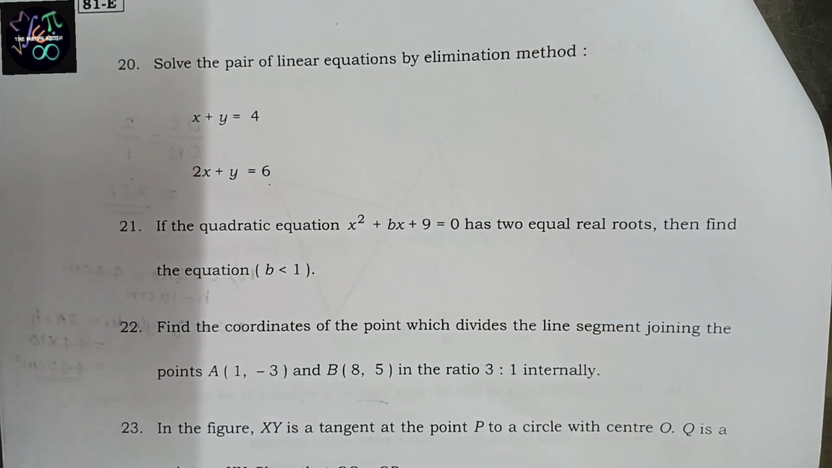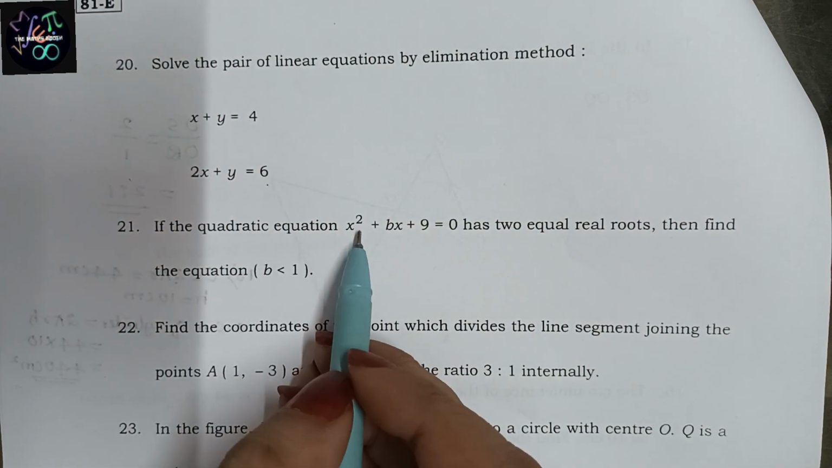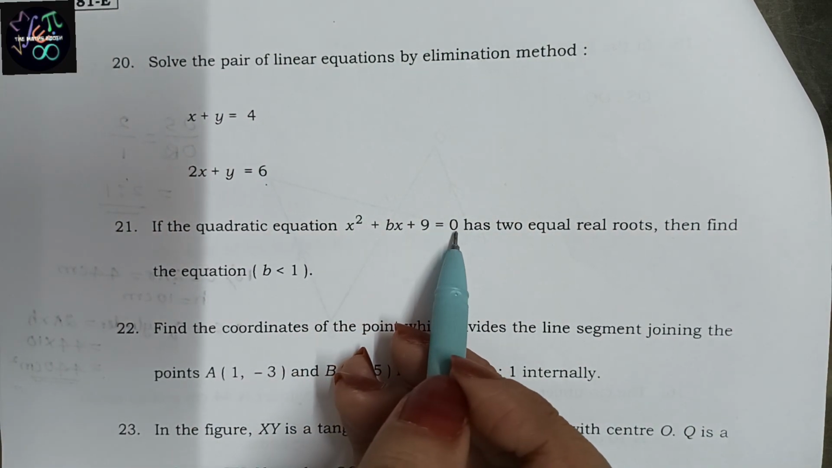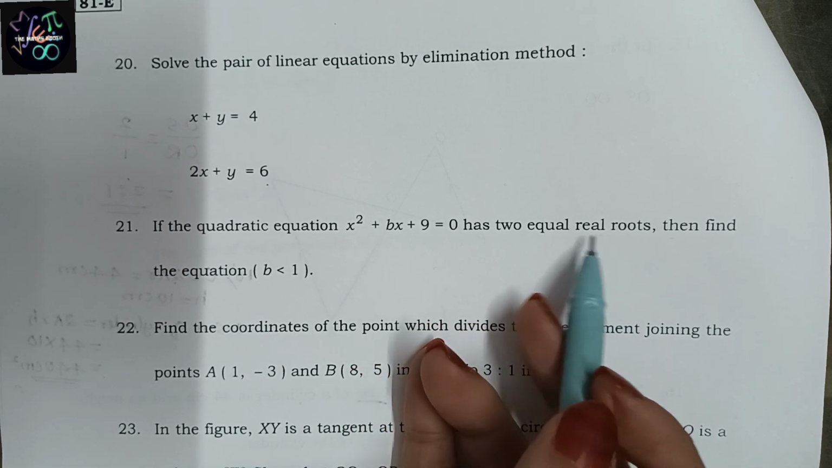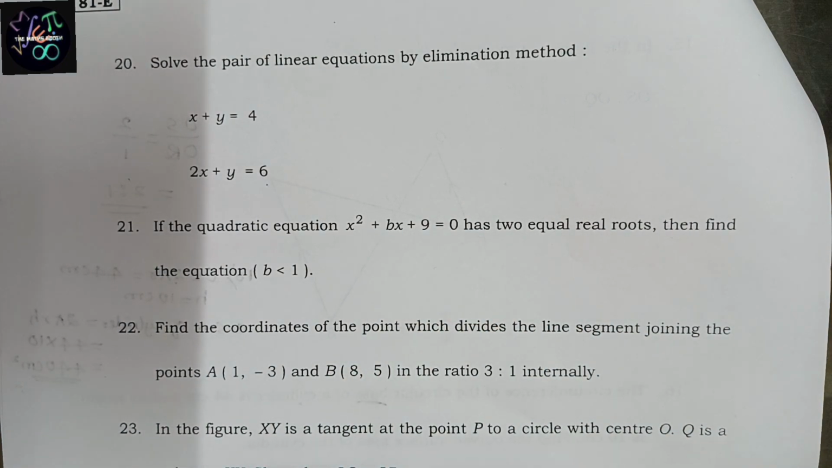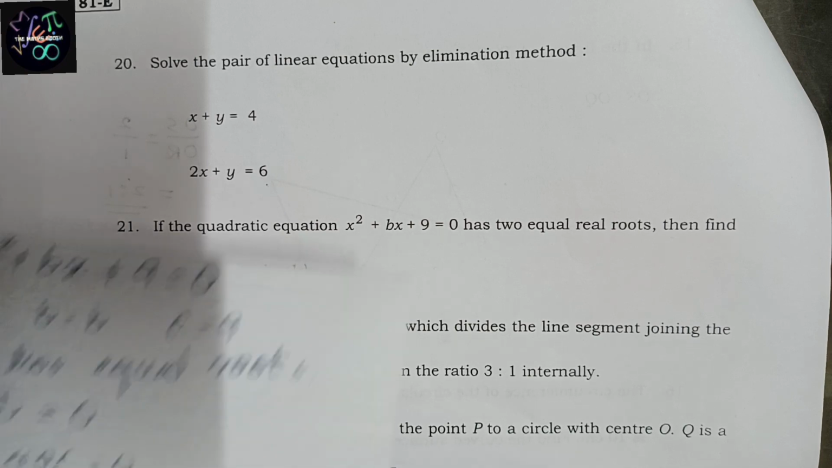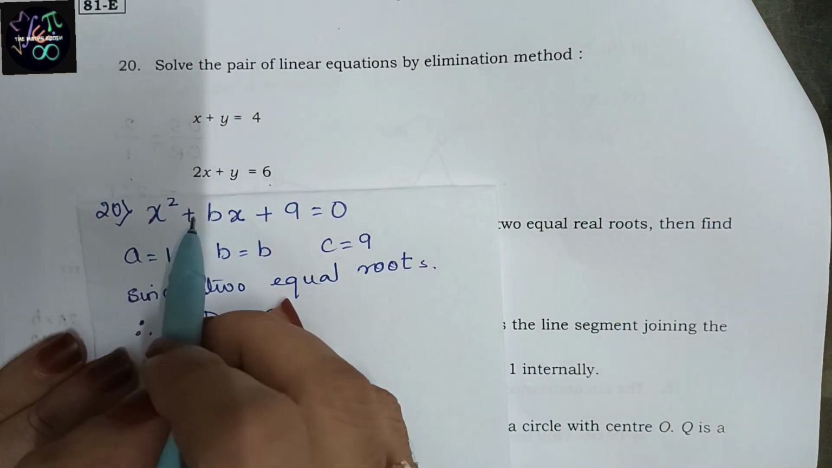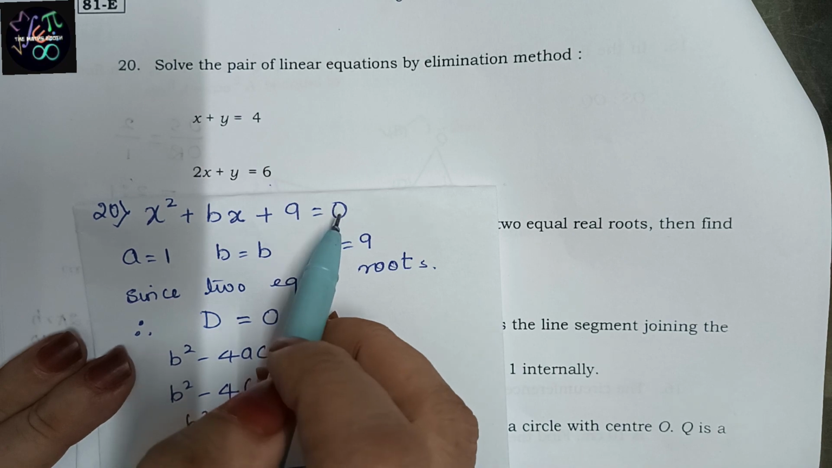Next question. If the quadratic equation x square plus bx plus 9 is equal to 0 has two equal real roots, then find the value of b and frame the equation. Okay, let us solve now. Here the solution: x square plus bx plus 9 is the given quadratic equation.